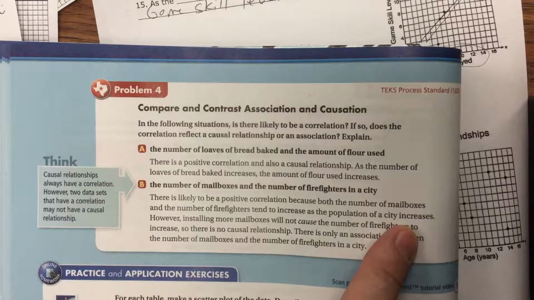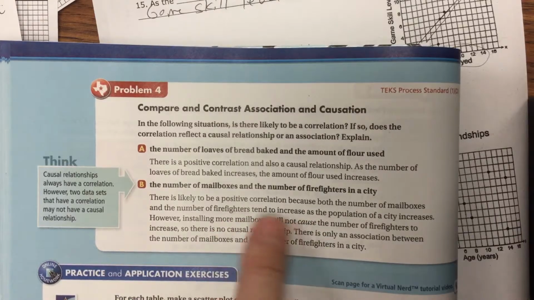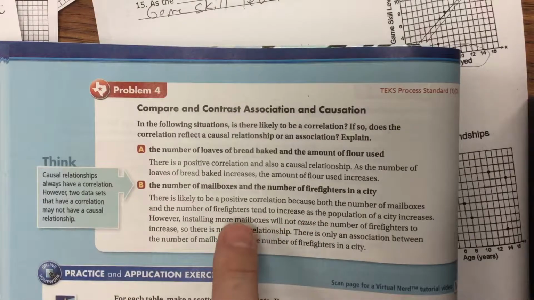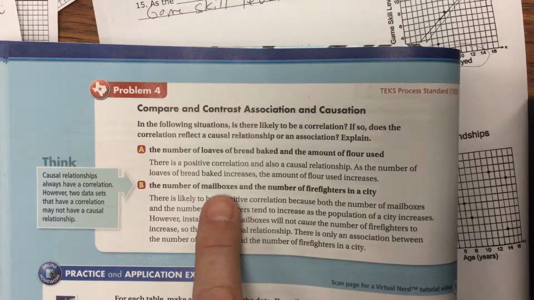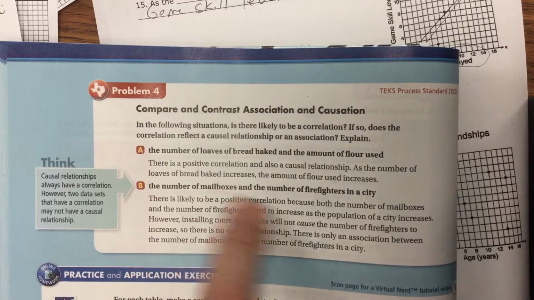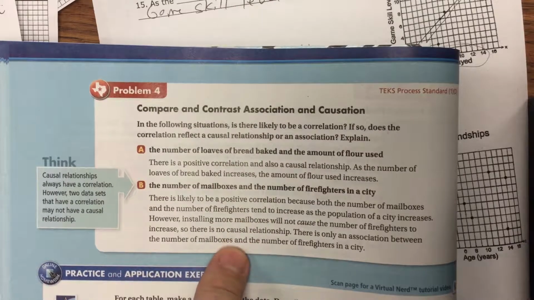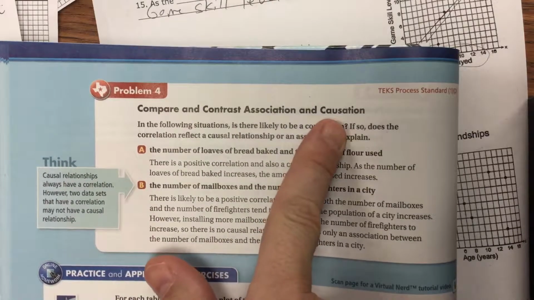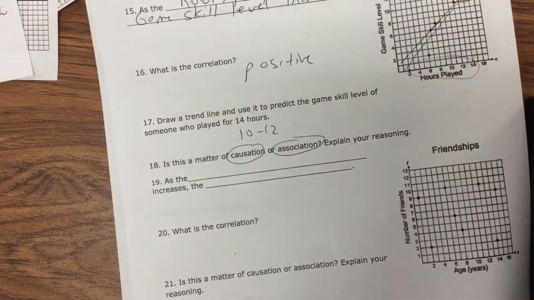But think about it in literal terms. Does installing more mailboxes literally force more firefighters to show up? No. No, there is an association there. They are associated because the population's growing, so it's a natural result that there'll be more firefighters. But the mailboxes do not directly force there to be more firefighters, right? They are associated. There's still a positive trend possibly, but it's not causation. Okay? You may have to think about that a little bit. And we're actually going to look at two examples right now.